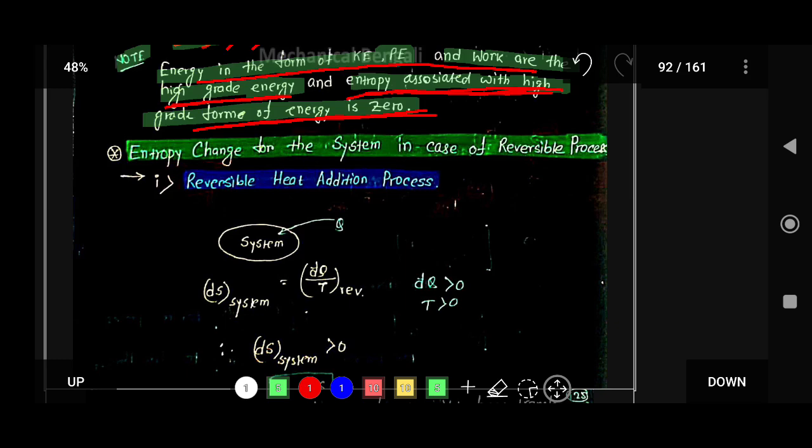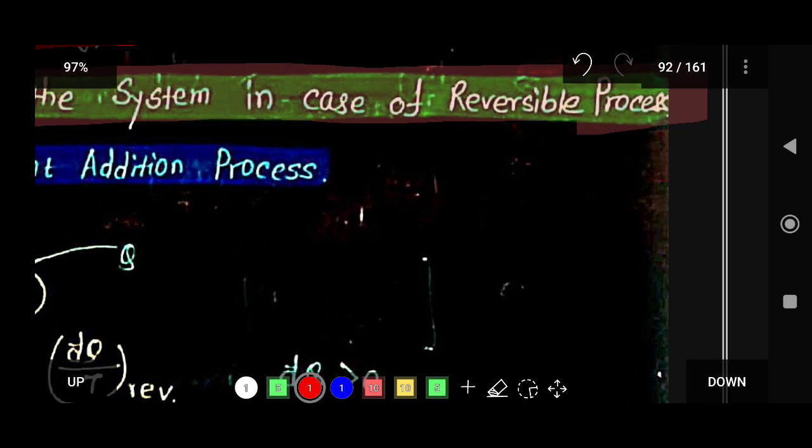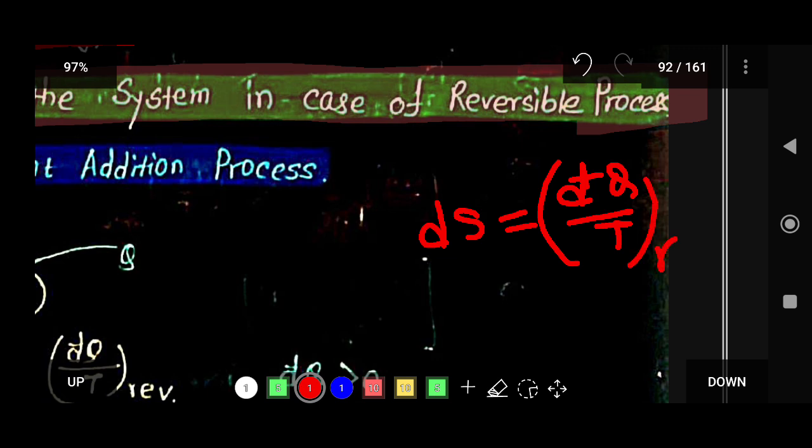So this is the second lecture on entropy. In this lecture we'll try to understand the entropy change for a system in case of a reversible process. In the last lecture we completed that dS equals delta Q by T for a reversible process. This is applicable for reversible processes.